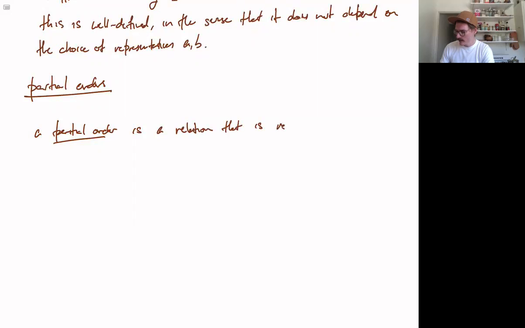that is reflexive, anti-symmetric this time, and transitive. So you will notice that these two properties are the same as for an equivalence relation. The only difference is that we have replaced symmetric with anti-symmetric.